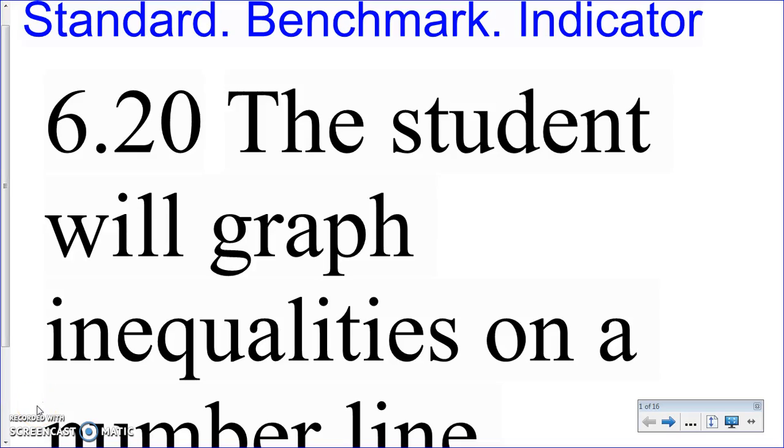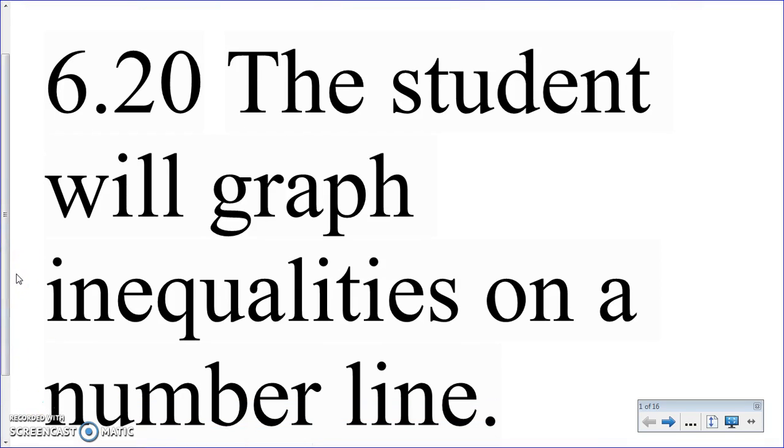Today we will begin learning about inequalities. Please copy the standard benchmark indicator on a clean page in your math notebook. The student will graph inequalities on a number line.